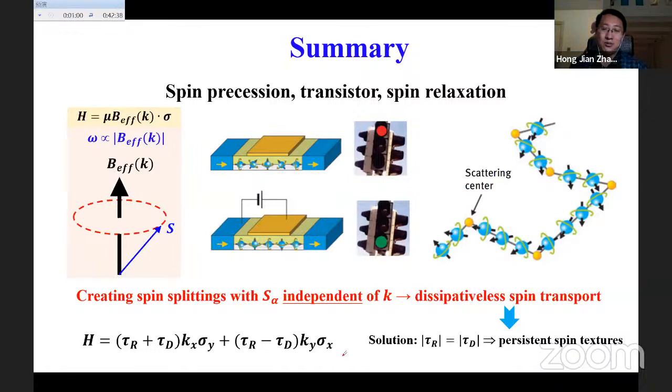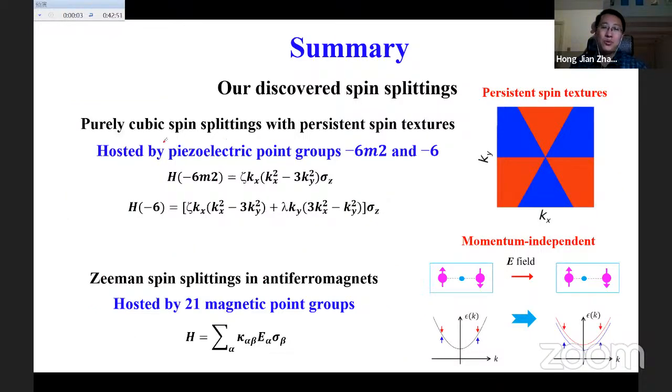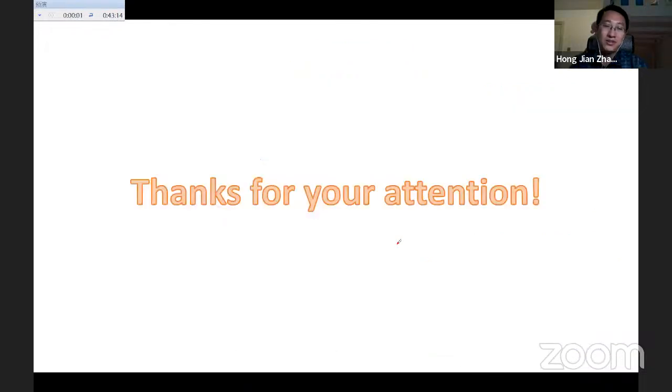And previously people found that by the combination of Rashba and Dresselhaus spin splitting, it is possible to create a persistent spin texture. And in our work, we have shown, for example, a purely cubic spin splitting with persistent spin texture hosted by two space groups. And we also showed an approach to arrive at Zeeman spin splitting in antiferromagnetic materials, which is created by an electric field and tunable by the electric field as well. So yeah, my talk is finished. Thank you very much for your attention.